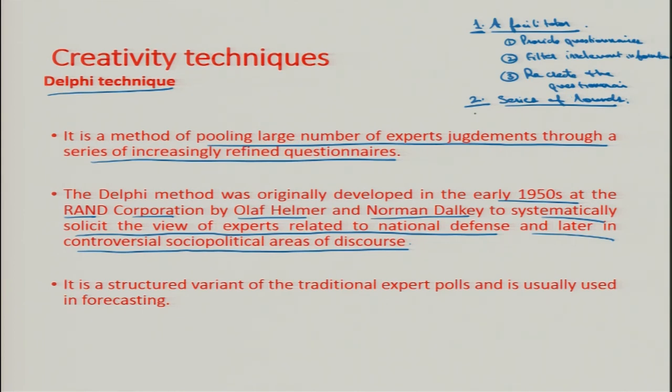Next, I can put it as a feature, the same thing: anonymity. Anonymity of participants, that their names are not disclosed. It is normal for the participants to remain anonymous at all stages to enable honest opinions to come through the process. So, this is a structured variant of traditional expert polls and is usually used in forecasting.